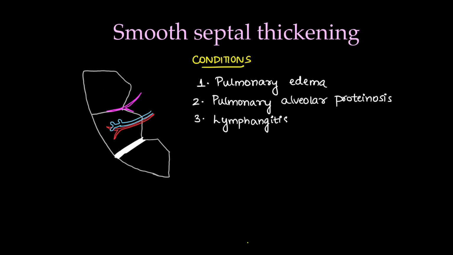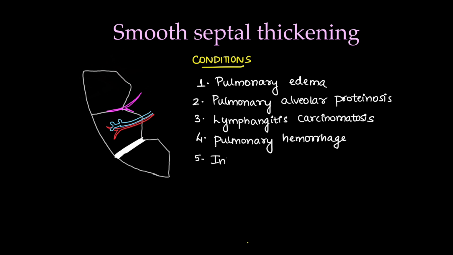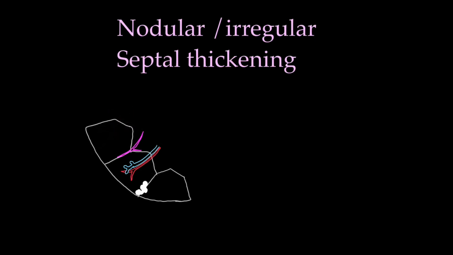Next we have lymphangitis carcinomatosa, pulmonary hemorrhage, and infections like Pneumocystis jirovecii, amyloidosis. These are the conditions.